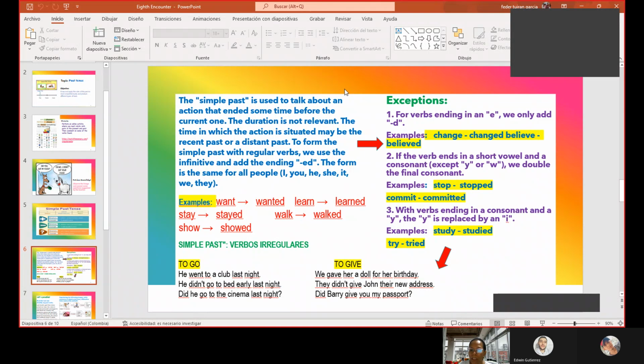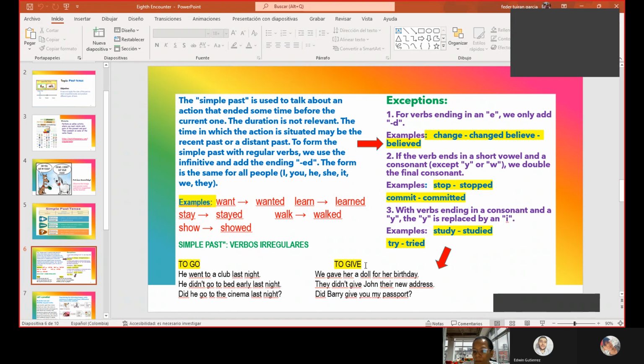That is why here we have some examples. Go is an irregular verb. The past of go is went. Give is an irregular verb. The past is gave. Then here we have some examples in affirmative, negative, and question form using these verbs. To go: he went to a club last night. He didn't go to bed early last night. Did he go to the cinema last night?